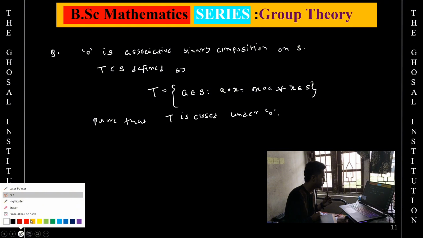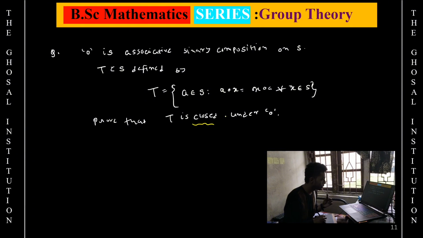First, let me tell you what it means to be closed under composition. It means you have to prove that this composition is a binary composition on the set T. Whenever you encounter the term closed under this operation, you have to check the binary composition. That means for all pairs a, b, the image is in T or not, for all a, b.